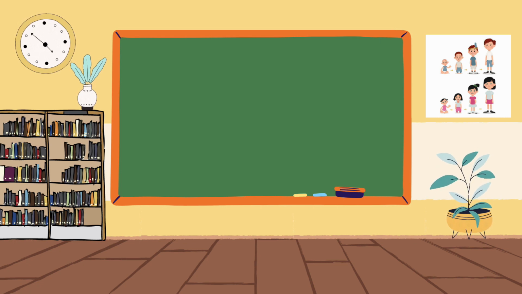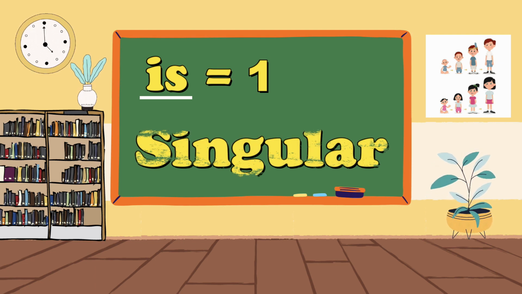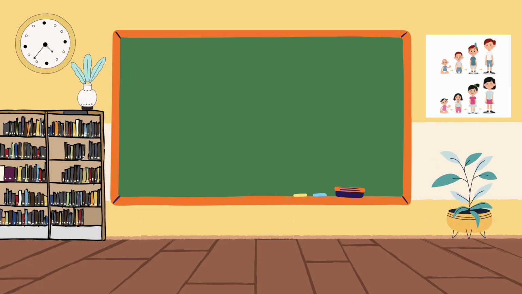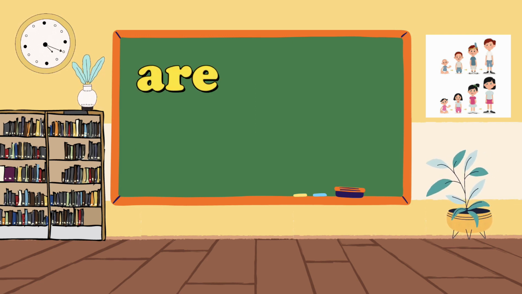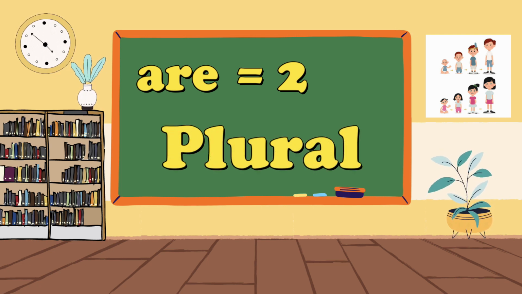Let's start with the verb is. We use the verb is if there's only one or singular subject in a sentence. And we use the verb are if there are two or more subjects, or a plural subject, in a sentence.